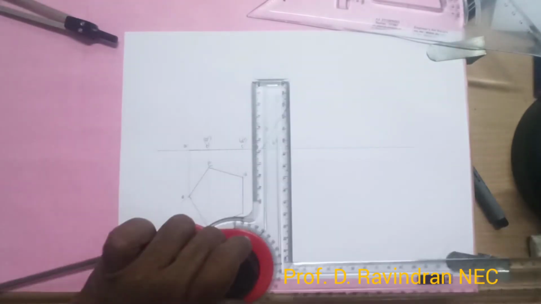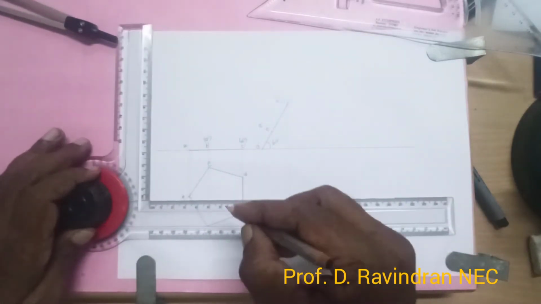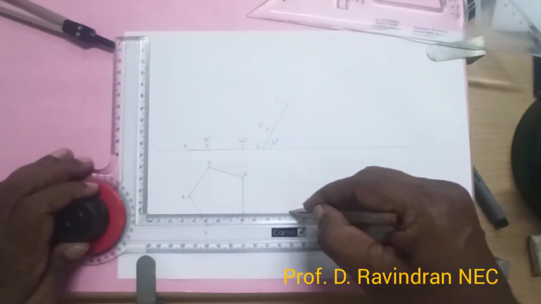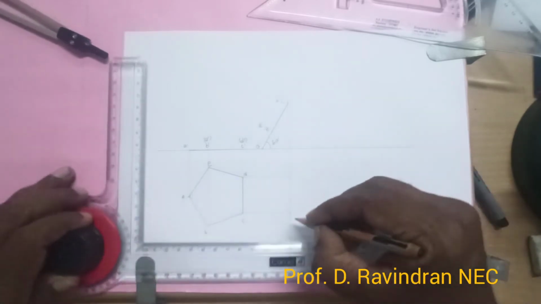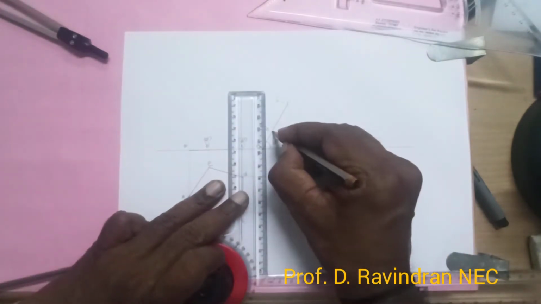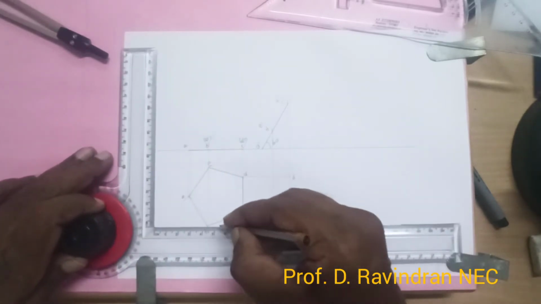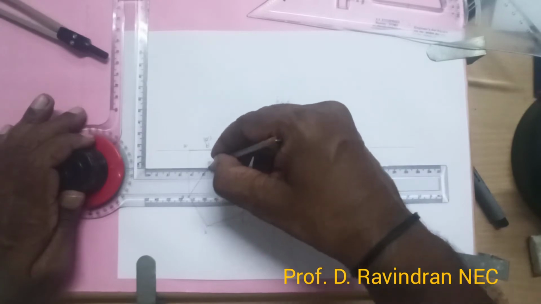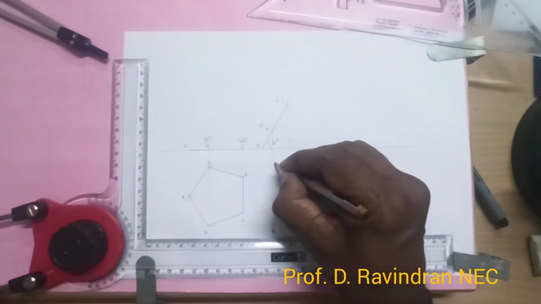Then you can project this C and D. C is here. Similarly, E is also here. This is going to be your C and this is going to be your E. This is the point B as well as E. This is the point coming from B and this is the point coming from E. This is B as well as E.